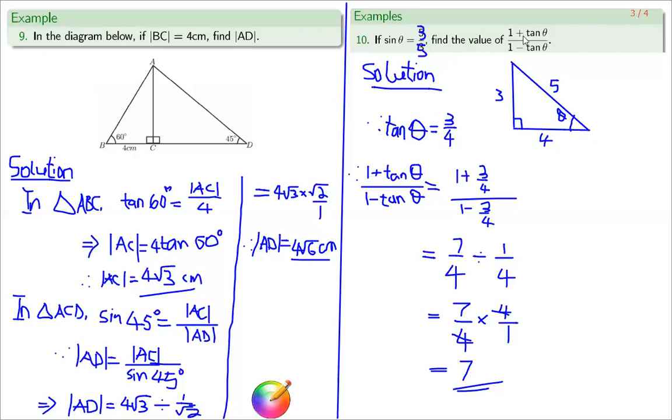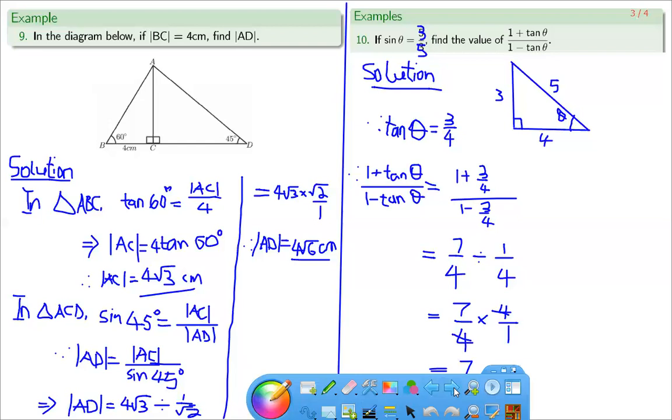Now, we now go into solving the problem. We have 1 plus tan theta, which is 1 plus 3 over 4 over 1 minus 3 over 4. Adding the fraction at the numerator, that will give 7 over 4 divided by subtracting 1 from 3 over 4 gives 1 over 4. So this is equal to 7 over 4 times 4 over 1. And that is equal to 7. Very simple and interesting, I believe.